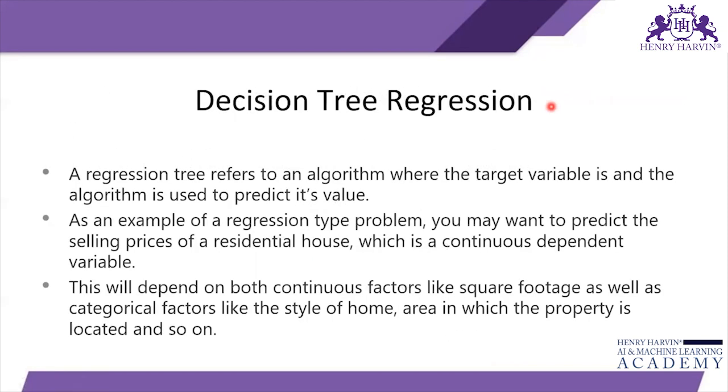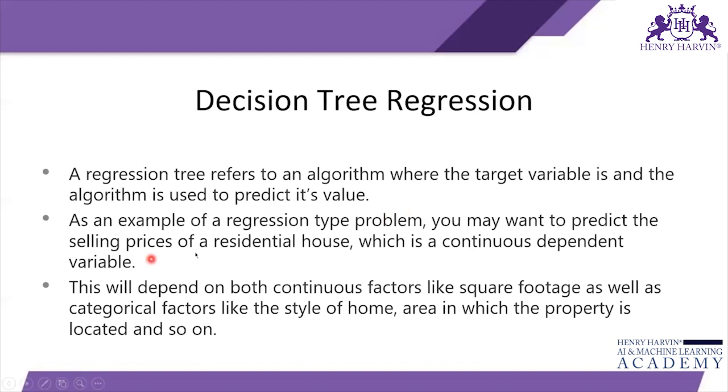Then comes decision tree regression, where we solve our regression problem by using this decision tree regression. Like where we want some values like 1, 2, 3, 4, or an output as an integer, then we can use this decision tree regression. A regression tree refers to an algorithm where the target variable is continuous, and the algorithm is used to predict its value. So where we have to predict a value, we are going to use decision tree regression.